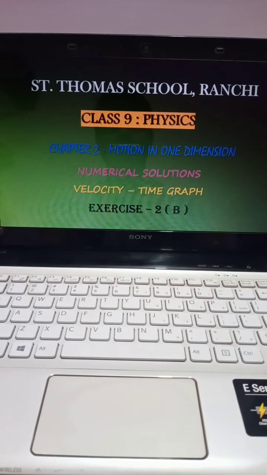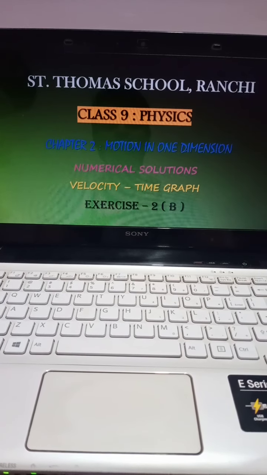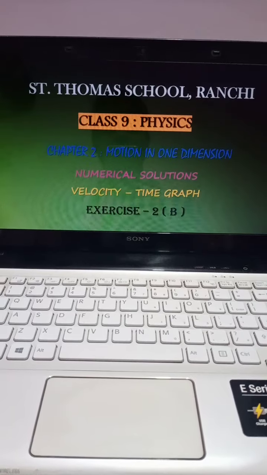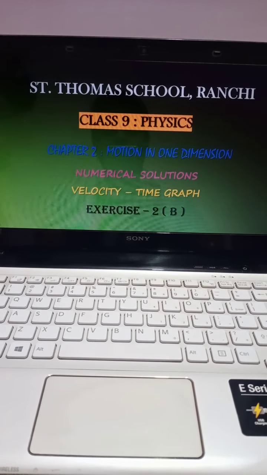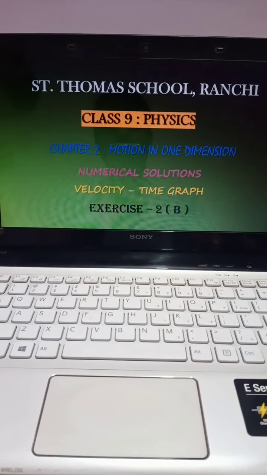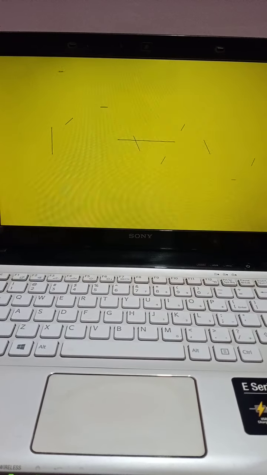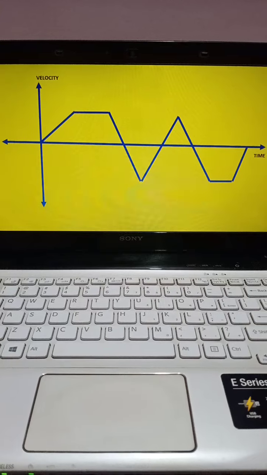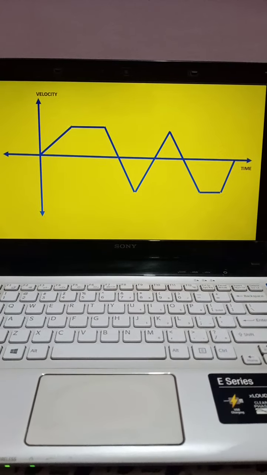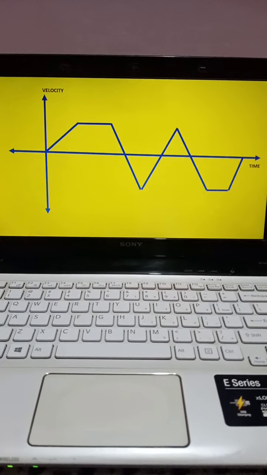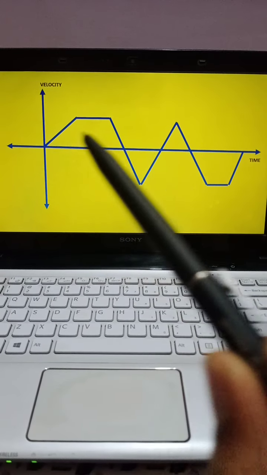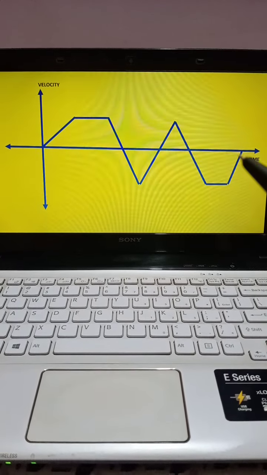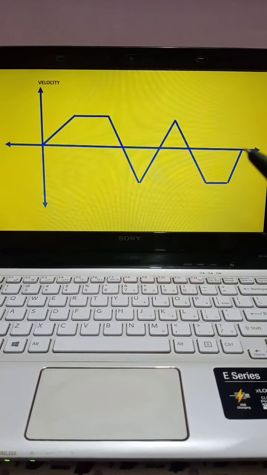Everyone, here we're going to start with numerical solutions for velocity time graph. Here we are going to see one example of a velocity time graph. Suppose this is one graph, a velocity time graph, and the body has started its motion at this point and ends its motion at this interval of time.